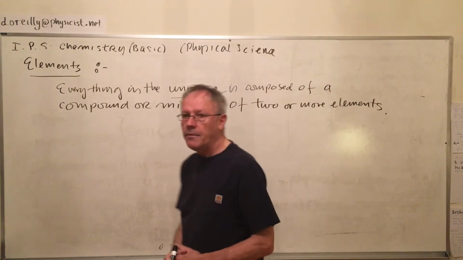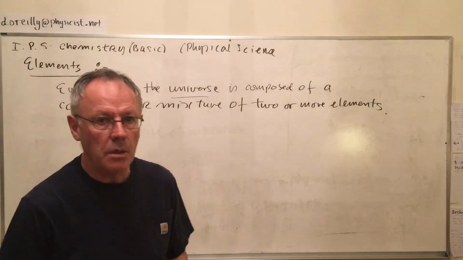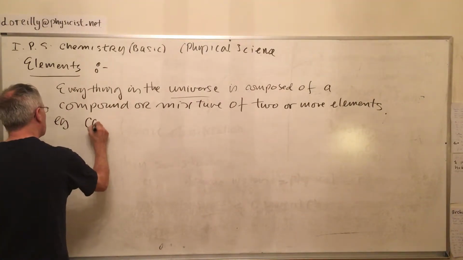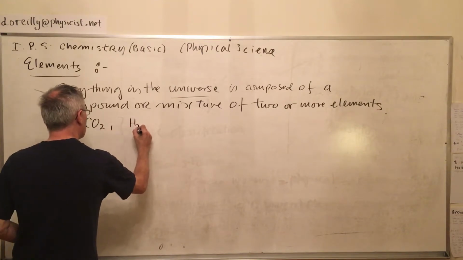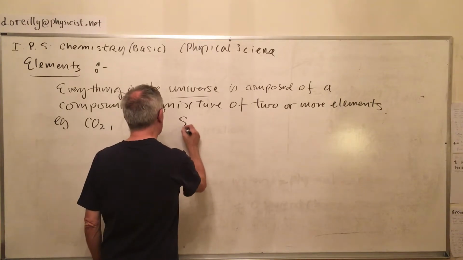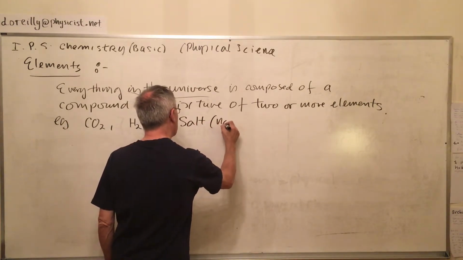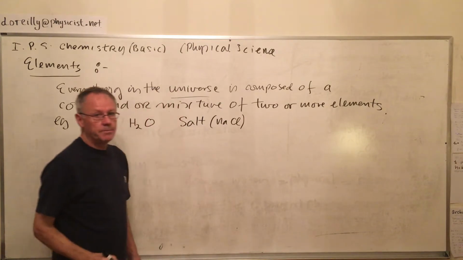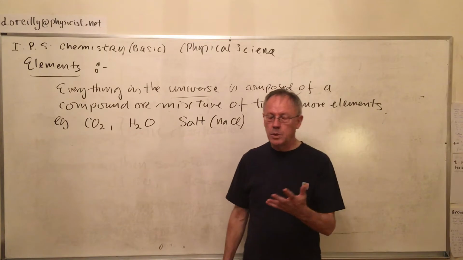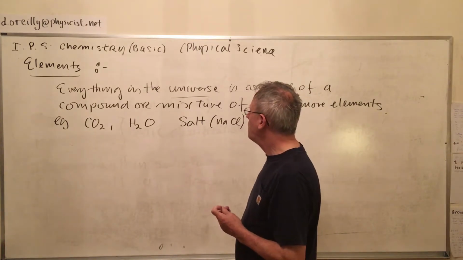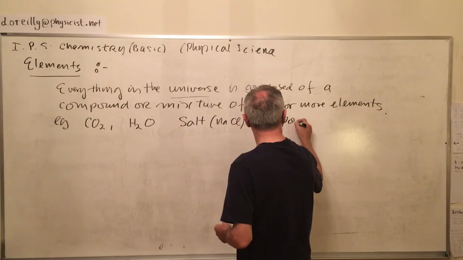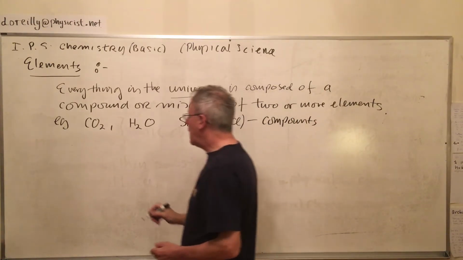Elements, okay. Everything in the world is composed of a compound or a mixture of two or more elements, and I keep using the same examples. Carbon dioxide, water, table salt, rust I gave you as an example. What else will I put down there? Now then, these are compounds, and sometimes elements exist.